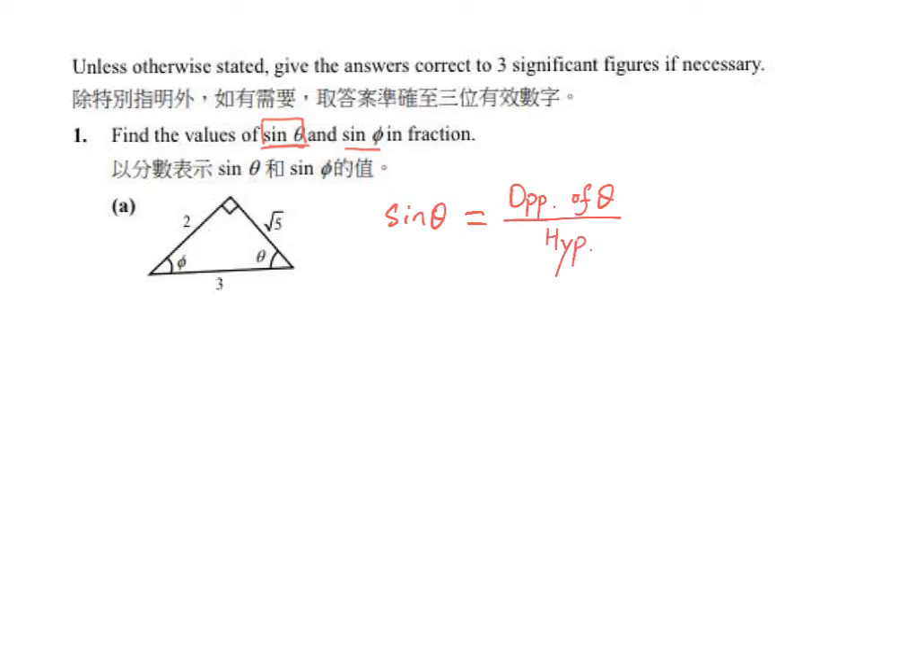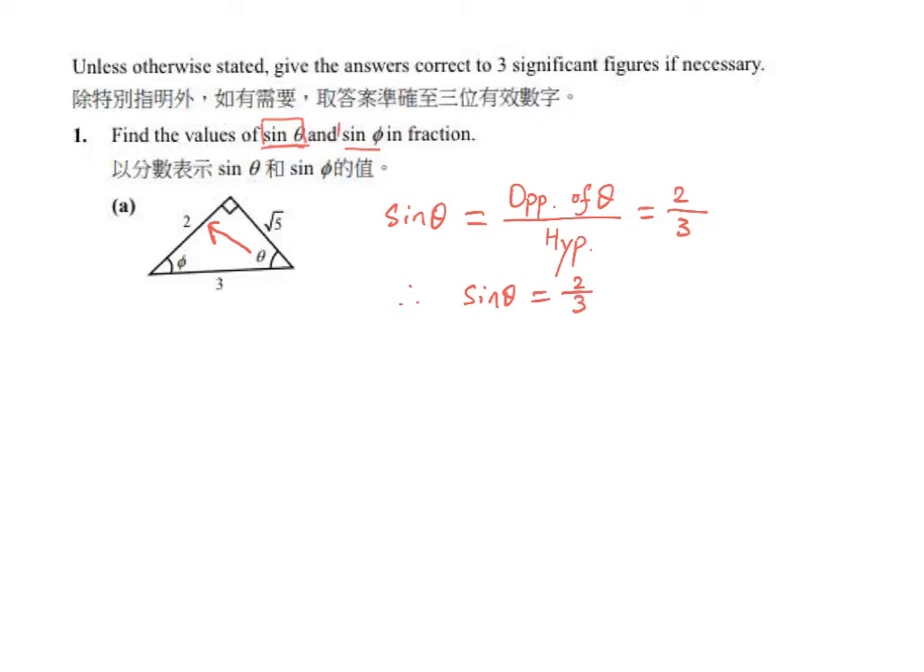So first of all, we need to identify which side is the opposite side of theta. Theta's opposite side should be 2. And which side is the hypotenuse? It should be 3, the longest side. Okay, so therefore sine theta is just 2 over 3.